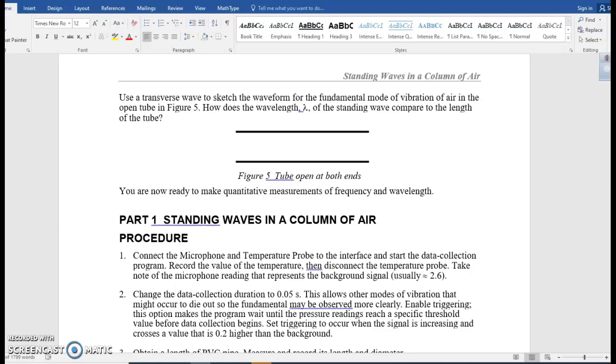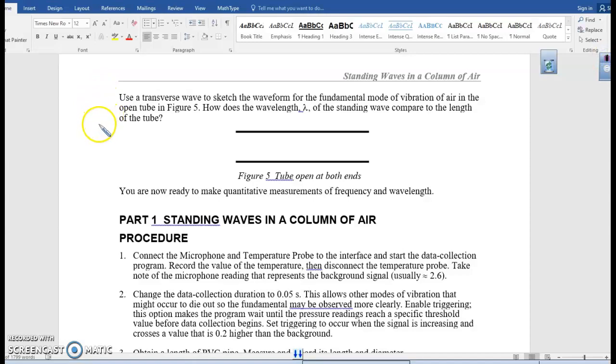Okay, just a little bit of background there, and I'll show you how you want to do this lab. On a piece of paper, just label this as number 1. We are going to sketch the waveform for the fundamental for a tube that's open on both ends. If you want to look at slide 28 in our notes, that might help you, or you could Google it.